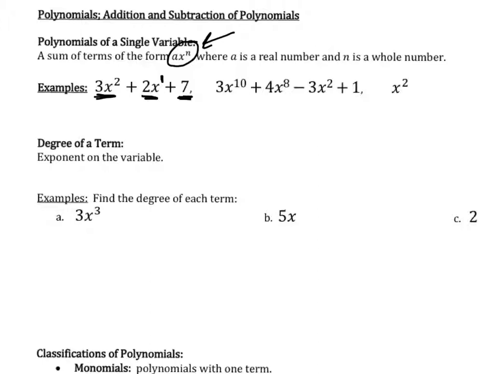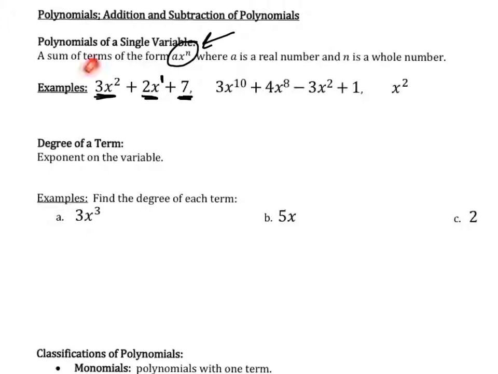Another example of a polynomial function, 3x to the 10th plus 4x to the 8th minus 3x squared plus 1. Notice it still has the same form here. Again, you have 1, 2, 3, 4 terms in that polynomial. And I have one last example, x squared. It's the only term in that polynomial.